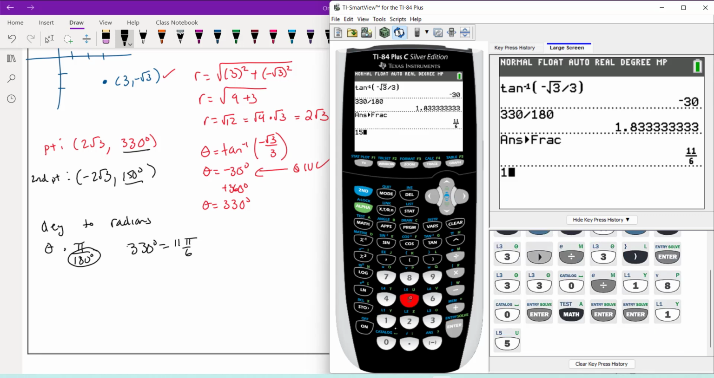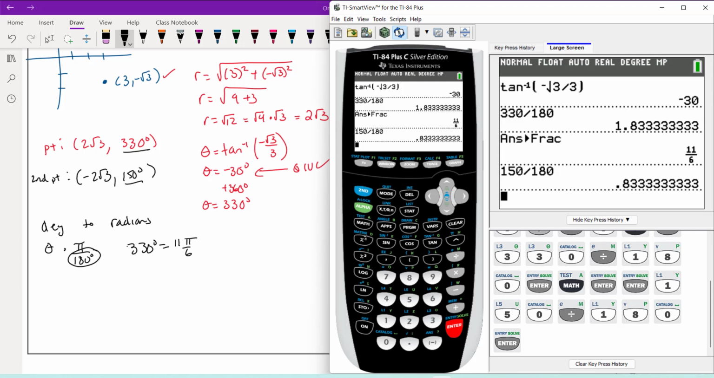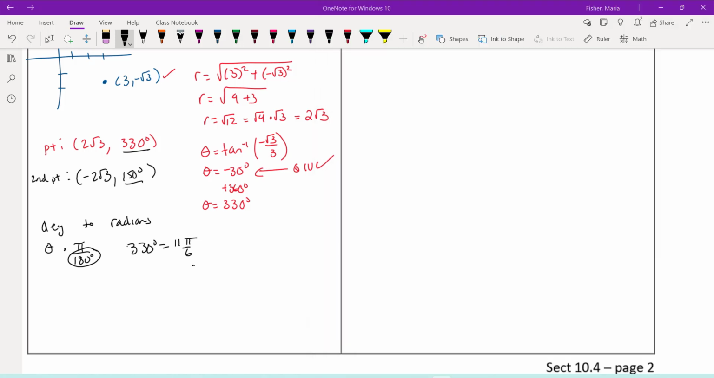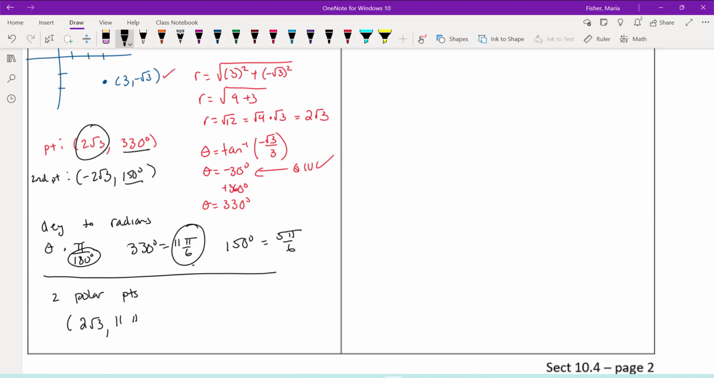If we take 150 degrees and we divide it by 180 degrees and then we make that into a fraction, that'll be an angle of 5 pi over 6. So 150 degrees would equal 5 pi over 6. Therefore, the 2 points are going to be the points 2 root 3, comma, 11 pi over 6, and negative 2 root 3, 5 pi over 6.